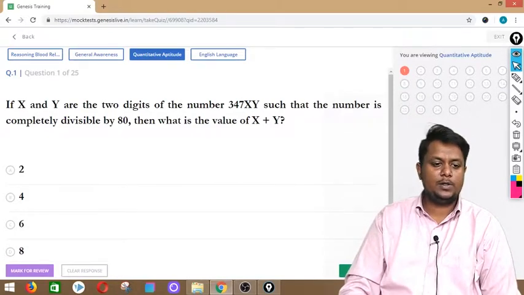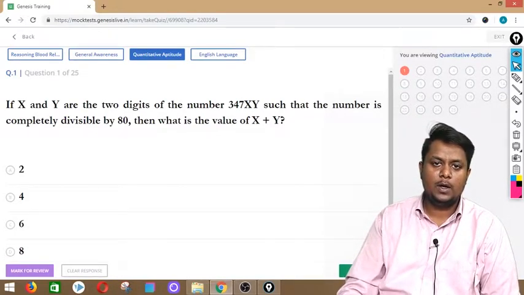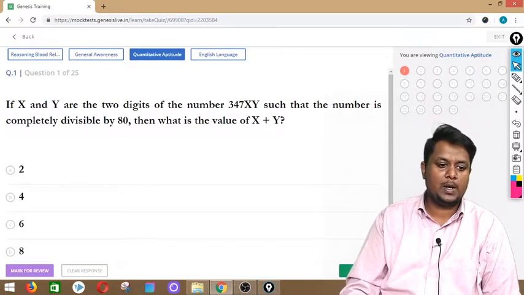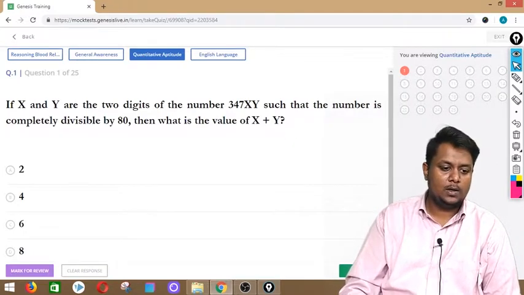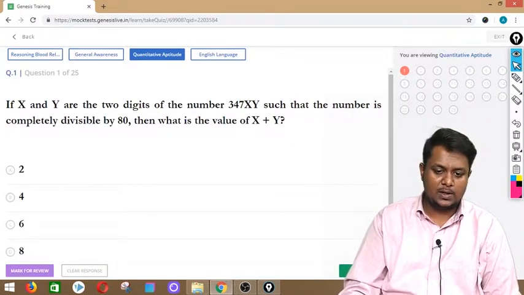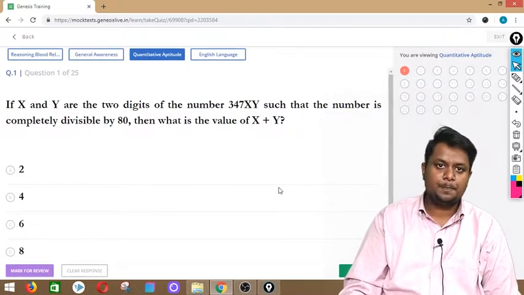Hello everyone, we are going to see the quantitative aptitude part of the SSC CGL Paper 1, previous year paper. So you can see the first question is based on number systems.